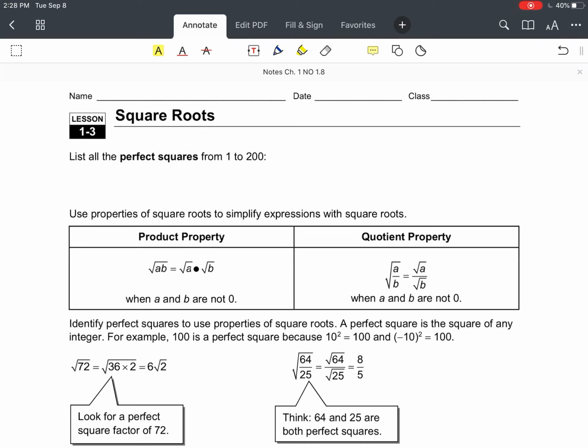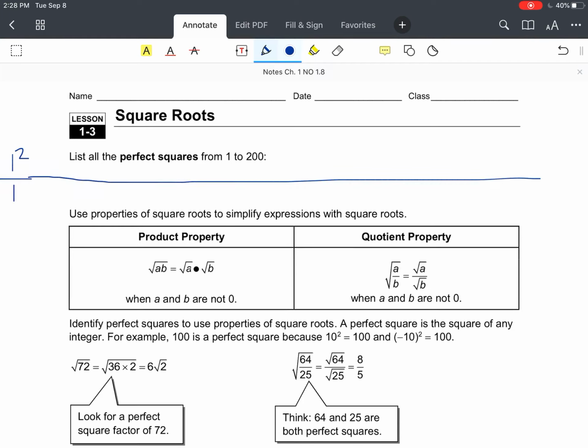So what you should do first before you do anything, pause the video. Can you come up with a list of perfect squares from 1 to 200? And if you're thinking, I don't even know where to start, think about this. If I take 1 and I square it, what do you get? Well, you get 1. I'll just make a whole line here. All right, well, if you take 2 and you square it, what do you get? Well, that's 4. 3 squared, 3 times 3, that's 9.